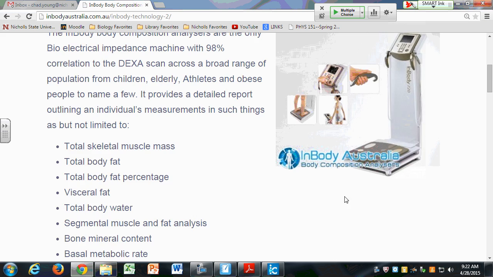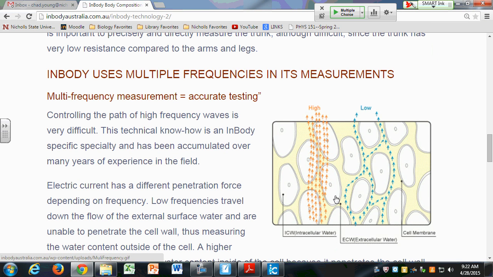I thought I had a figure. Must be here. Oh, here it is. So this just shows different frequencies of electricity. These orange arrows are high frequency, and the blue arrows are low frequency. And they just take different paths through the body, which means that they scan different parts of your body in different ways.